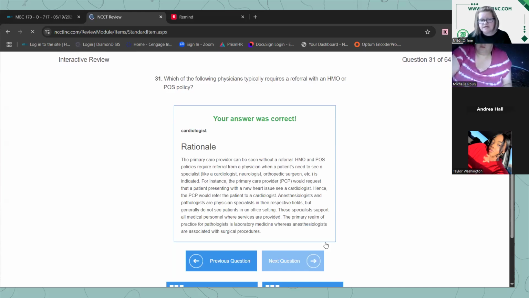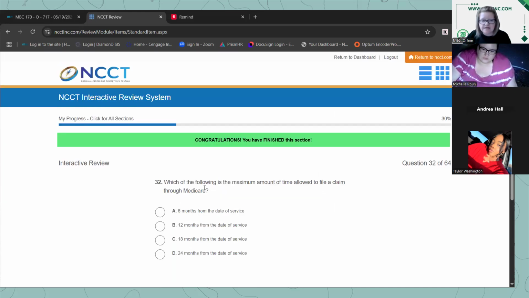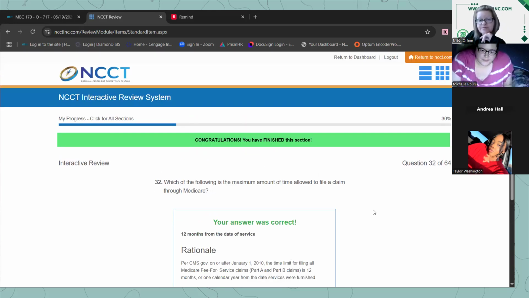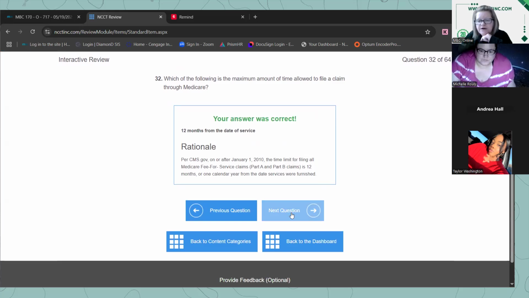Correct. All right. We'll hit just a couple more to round out our time, guys, because these are kind of short, so that's nice. But you see how they ask the same question a different way? Which of the following is the maximum amount of time to file a claim through Medicare? What is Medicare's timely filing guideline? Anybody remember what it is? B. It is B, 12 months. You have 1 year to file a claim with Medicare. Very good. All right, one more.